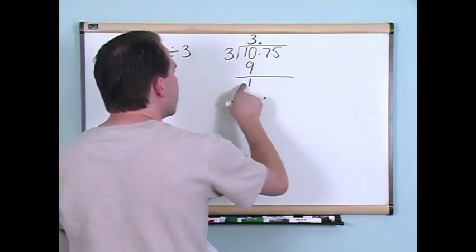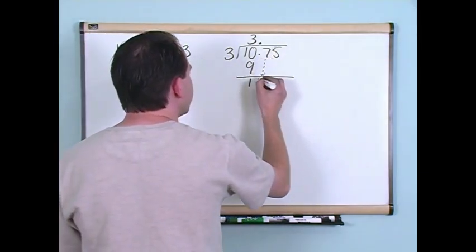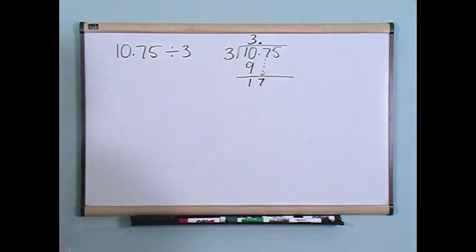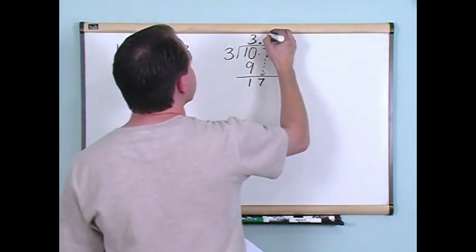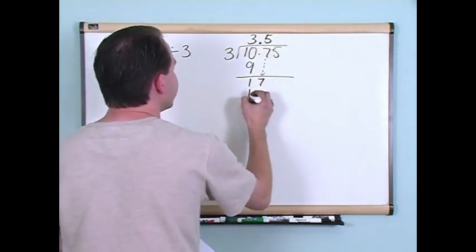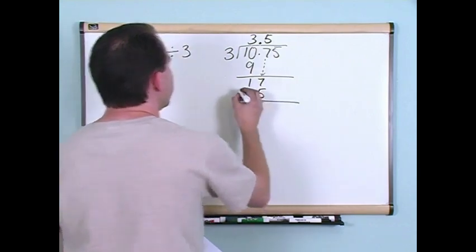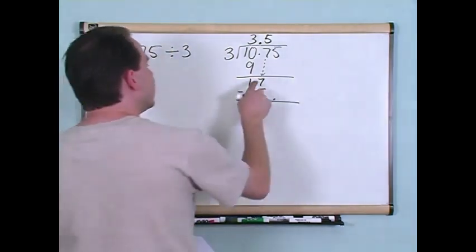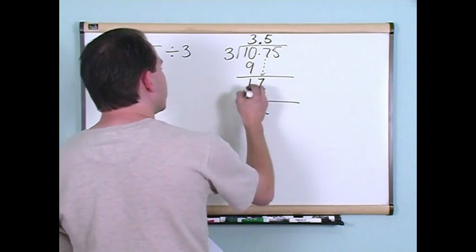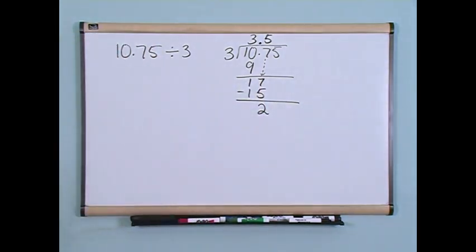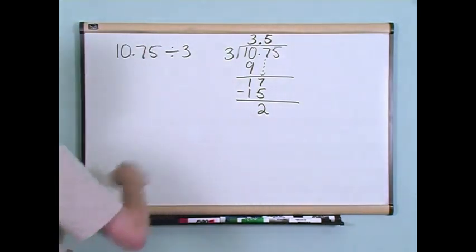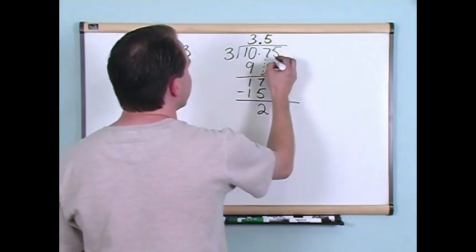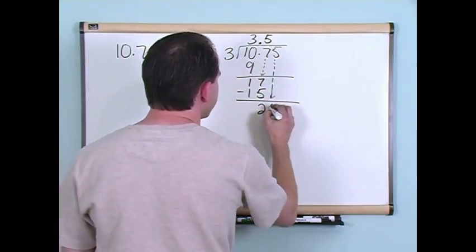Can 3 go into 1? No, it can't, but before I give up, drag down my next digit, make it a 17. Can 3 go into 17? The closest I'm going to be able to get is 5, because 5 times 3 is 15. And then again I subtract. 7 minus 5 gives me 2. 1 minus 1 is 0, so I don't have to write that. So 17 minus 15 gives me 2. The question is, can I take 3 and divide it into 2? Well, no, I can't. So before I do anything else, I drag another digit down.